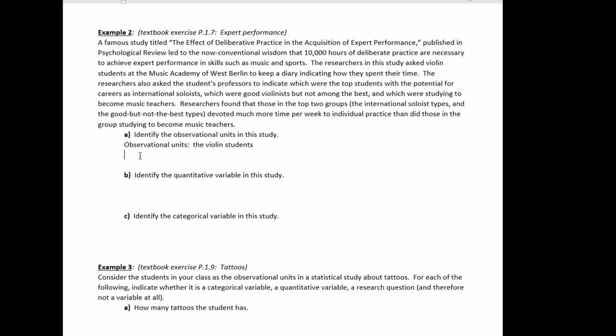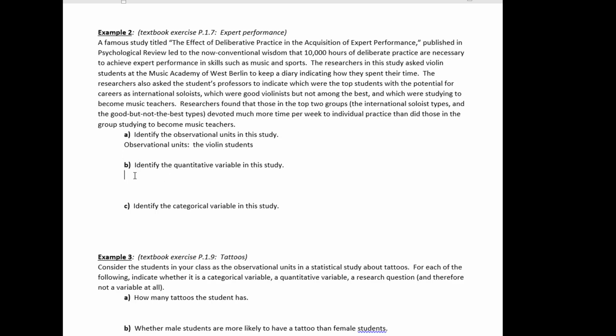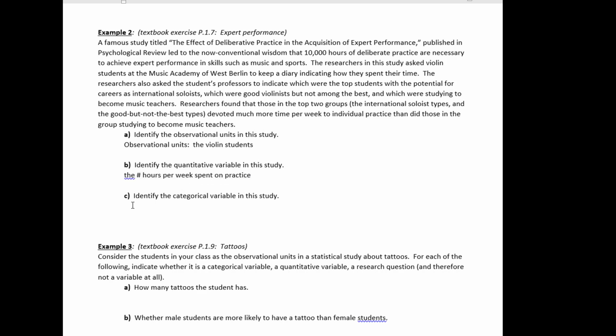Next, identify the quantitative variable. So when you walk up to each violin student, what do we write down about that violin student that's a number? We would be writing down the number of hours the student spent per week on practice. That's the quantitative variable, the number we'd write down about the student.